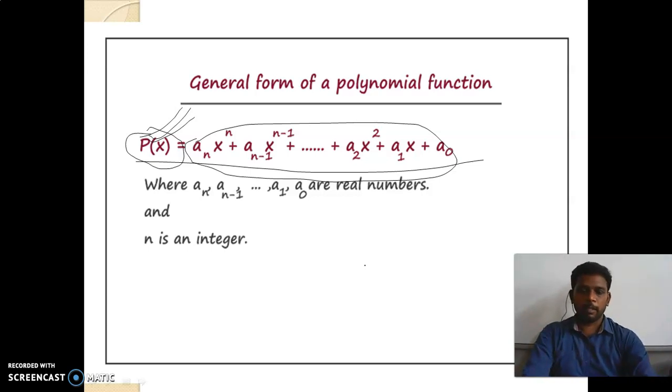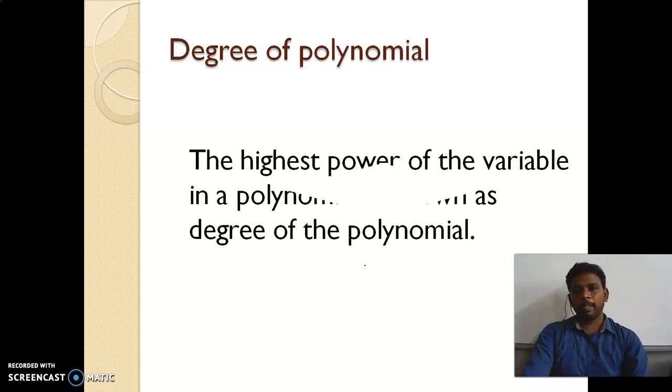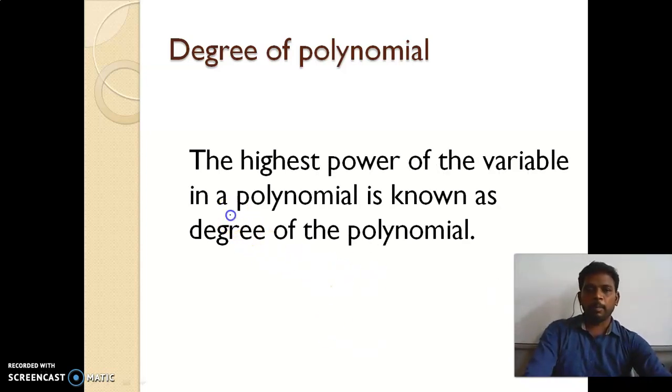Let us recall the definition of the degree of the polynomial. How can we find the degree of the polynomial, and what is it? The highest power of the variable in the polynomial is known as the degree of the polynomial. First we have to check whether the given expression is a polynomial by showing that all the powers of the variable are whole numbers, and then we check the degree. Among the powers of the variable in the polynomial, the maximum value is the degree of that particular polynomial.